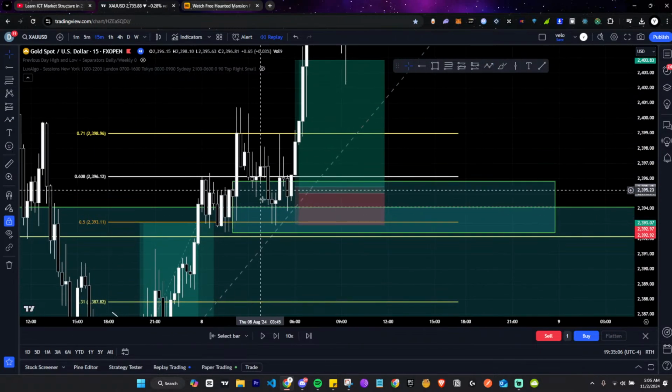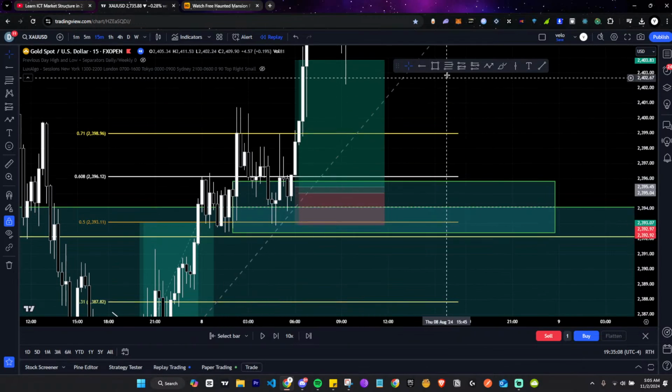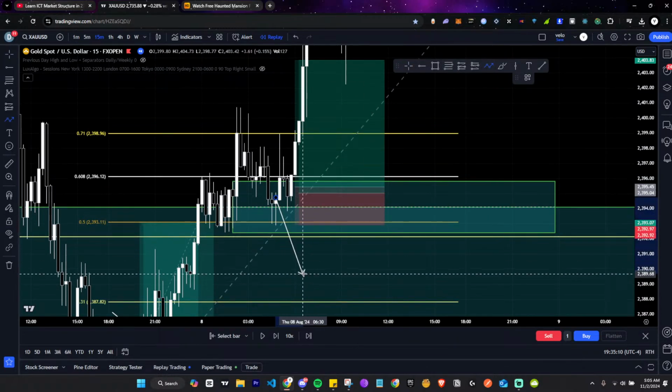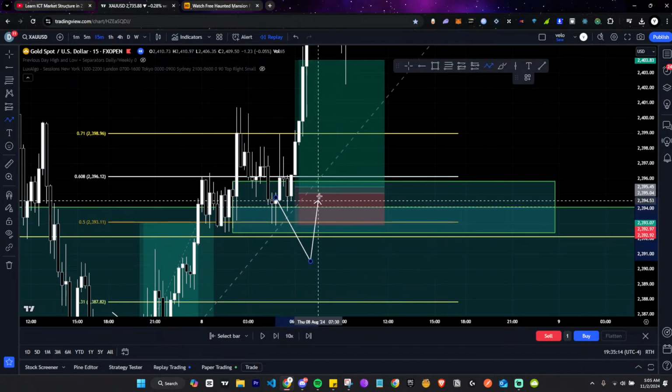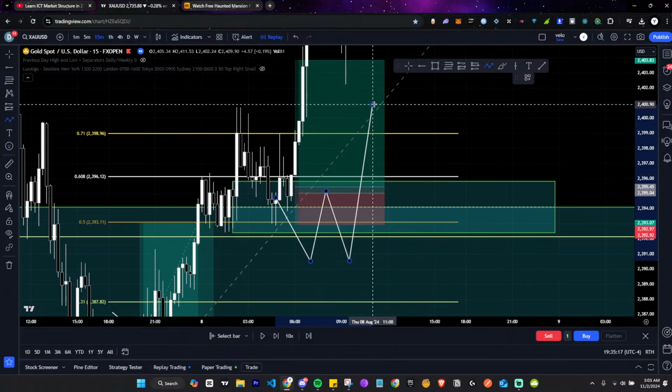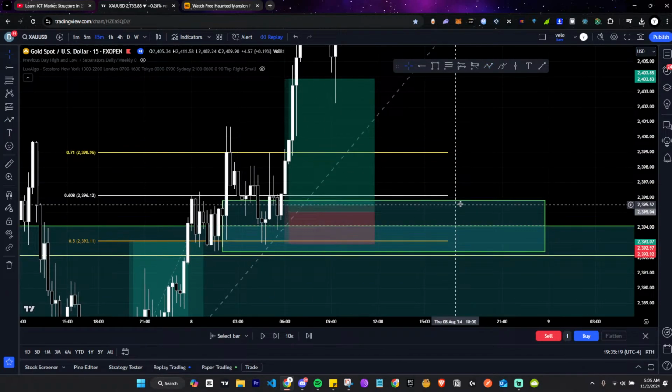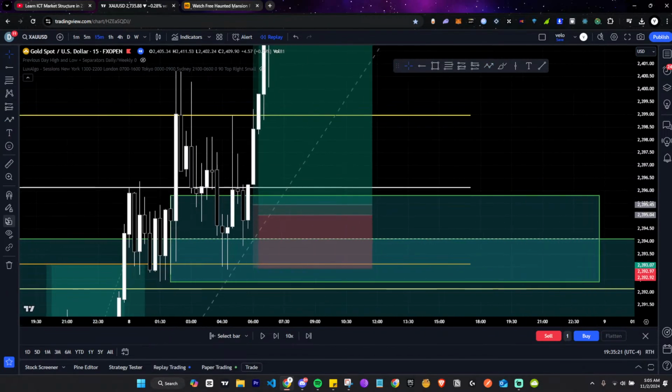So you don't want to catch this change of character, because God knows if there's going to be another round of inducement. Is this really the market structure shift? No, it might not be. It could be just a round of inducement, and then it takes you out and goes. So the real way you want to catch these moves is after you see the change in state of delivery.